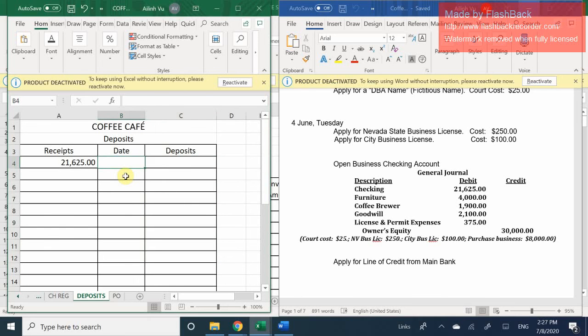Let's see the deposits. Yeah, it just says deposit. It says Coffee Cafe deposits. It should be in the same pile as your check register, deposits, and purchase orders. I have too many papers because it's printing all four pages. I printed out everything, so I did too.